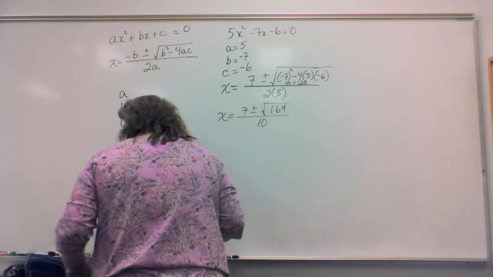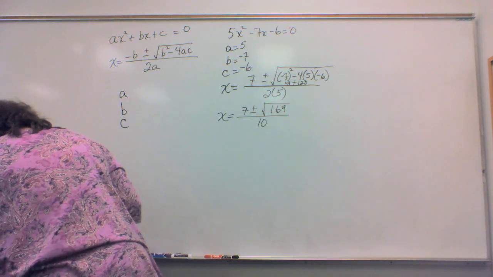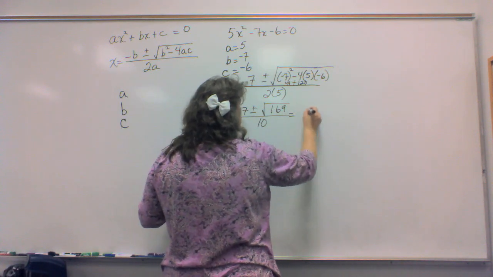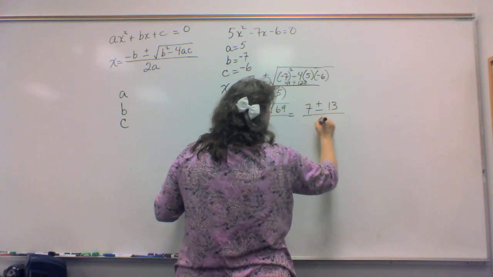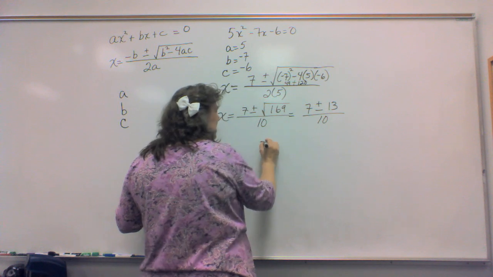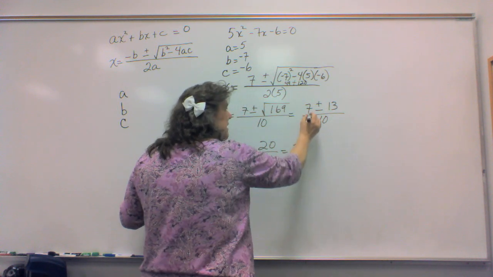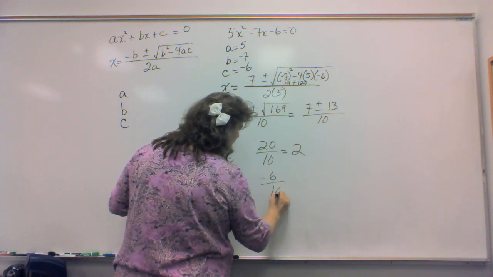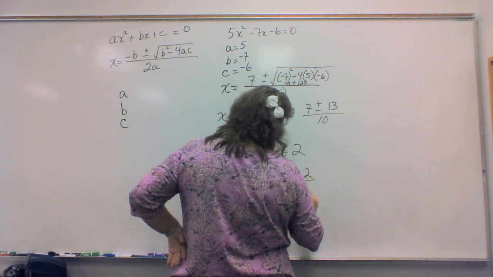Okay? 169 is 13. So this is equal to 7 plus or minus 13 over 10. Well, 7 plus 13 will be 20 over 10, which is equal to 2. And 7 minus 13 will be negative 6 over 10, which is equal to a negative 2 fifths.